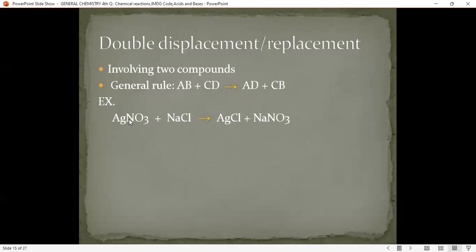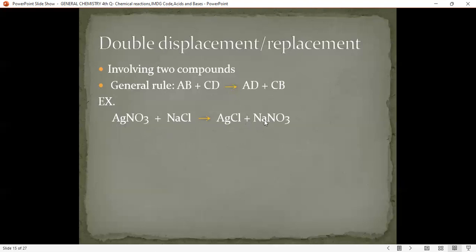For example, we have AgNO3. This is silver nitrate. NO3 is already a polyatomic ion. Ag is just a single cation. This is silver. And we have NaCl or sodium chloride. This is very familiar to all of you. So as they combine with each other in this double displacement chemical reaction, we have Ag or the cation, silver, paired up with Cl. So it will be more attracted to the negative ion chlorine of the second compound. So in the product, it will become AgCl.